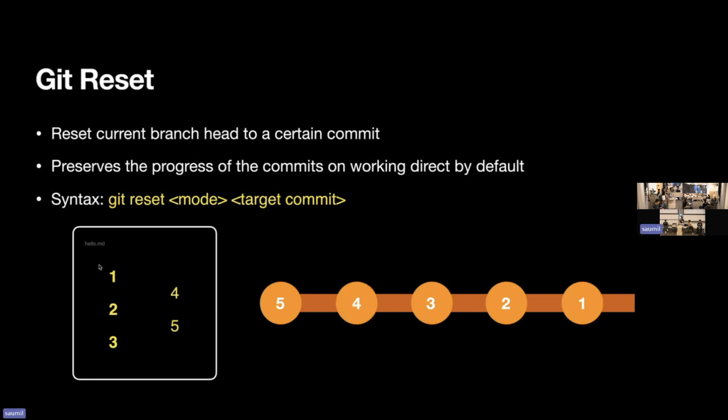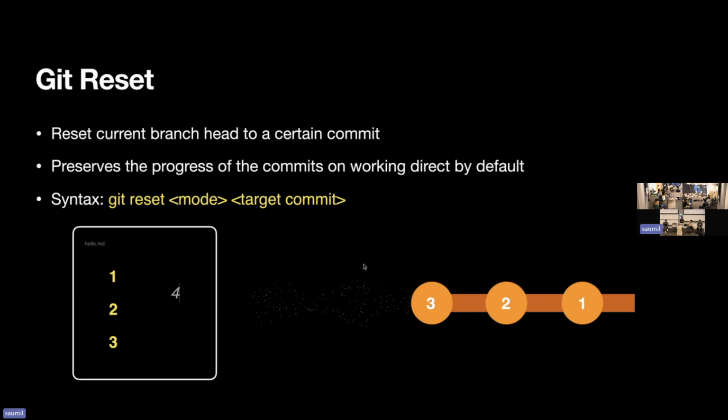So you have commits. In this file, you have the progress of commit 1, 2, 3, 4, 5, and you want to remove commits 4 and 5. If you just type in git reset with your target commit, this mode is actually optional because it has a default mode. For example, I say I want to roll back to commit 3, right?